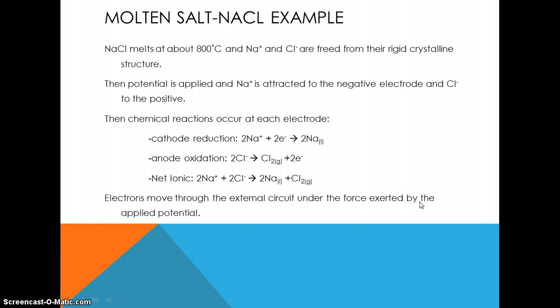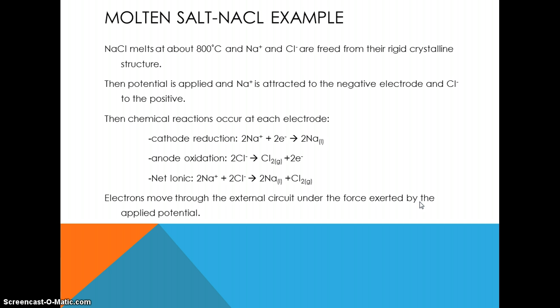NaCl can be used as an example of electrolysis in molten salts. NaCl melts at about 800 degrees Celsius. At this temperature, Na+ and Cl- ions are freed from their rigid lattice structure. This allows electrolysis to occur. A potential is applied and the Na+ ion is attracted to the negative electrode, and the Cl- to the positive. Then chemical reactions occur at each electrode.